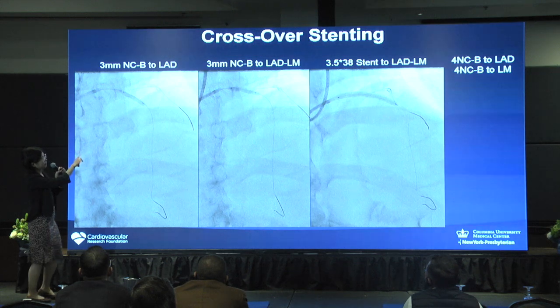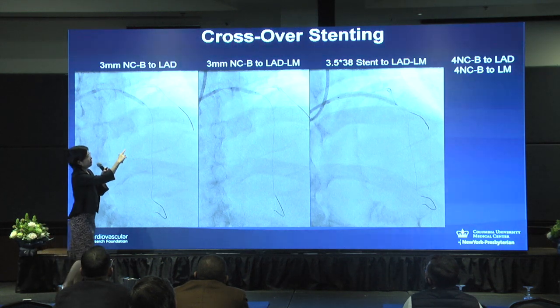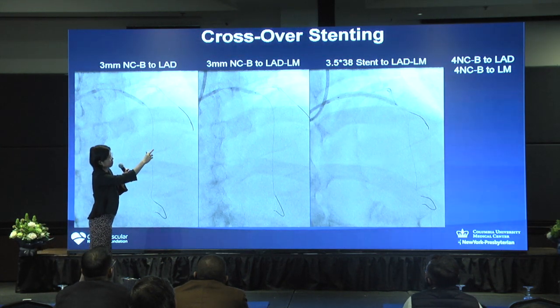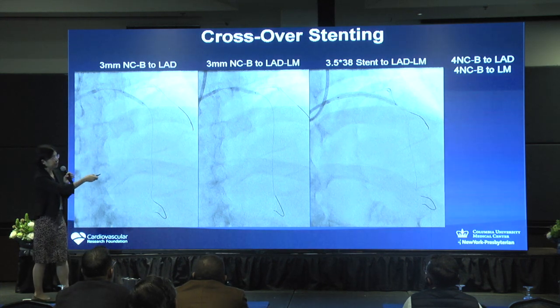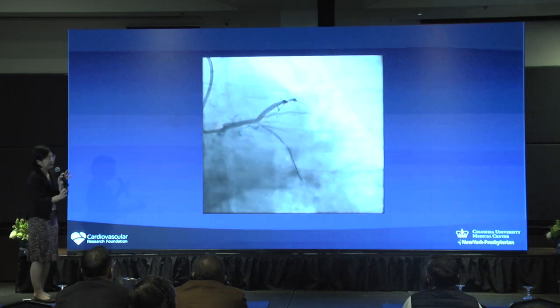First, we ballooned into the LAD, and we ballooned in the left main, and finally we put a 3.5/3.8 stent in the LAD to the left main. We did the POT, and we did the additional post-dilatation. This is at the end.